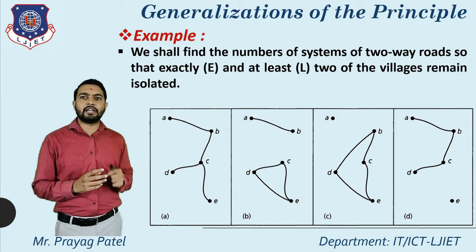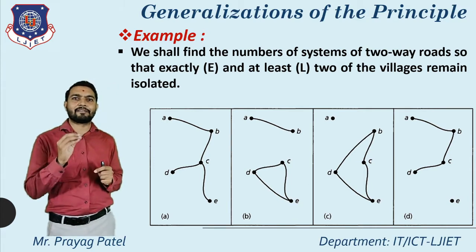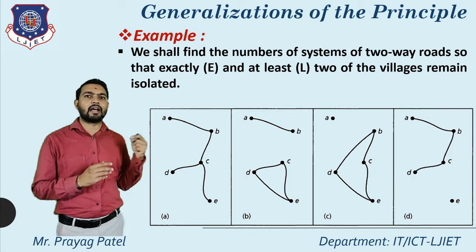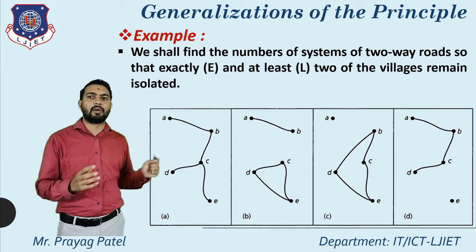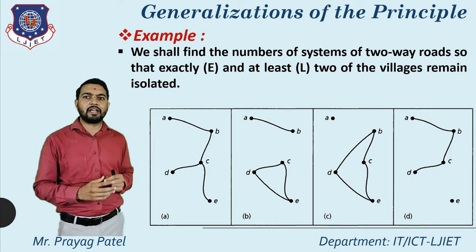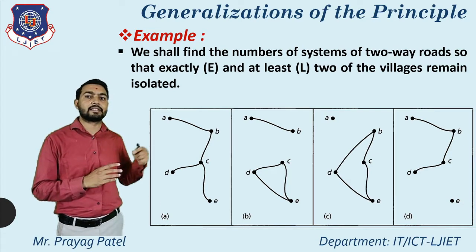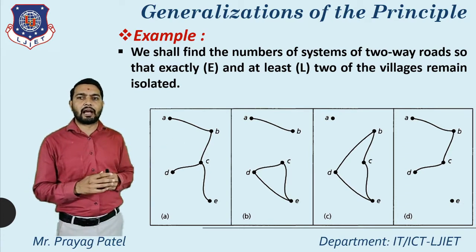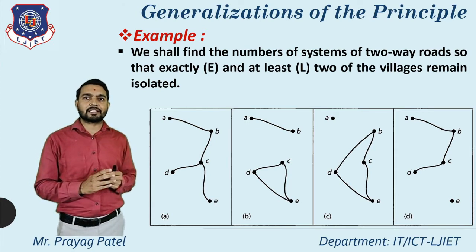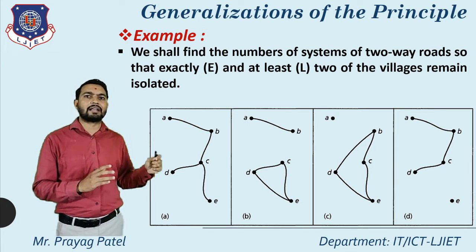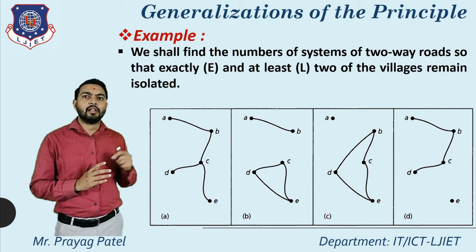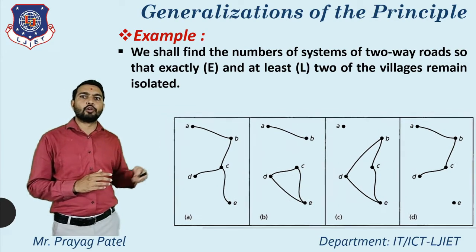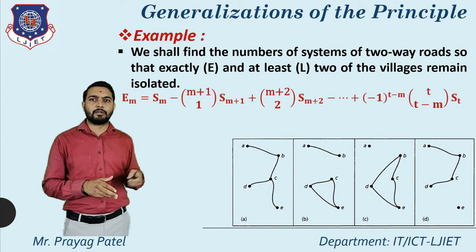So here A, B, C, D and E, these 5 nodes are considered as 5 villages. Now you have to consider exactly two villages isolated. That means A and B are isolated, then all the remaining are connected. Then A and D are isolated, then the remaining are as they are. Then C and E are isolated, then A, B and all the remaining are connected. This type of condition is considered the exactly E condition, where exactly two villages are isolated. Another way is at least two villages isolated. So what is the result for that? Using this formula we can find the result of this example.